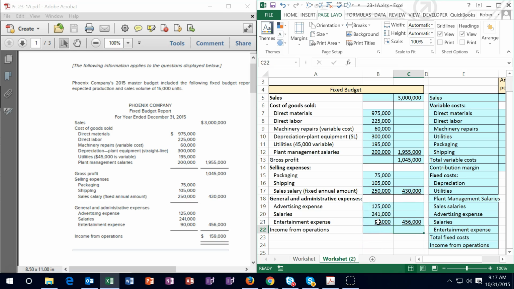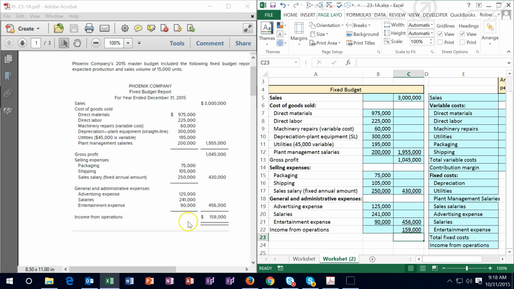There we have that. Now we had our gross profit, which was sales less cost of goods sold, minus these two other selling and general administrative expenses. So I'm going to say that equals the gross profit in C13 minus the selling minus the general and admin, equals the 159,000. There's our numbers here.